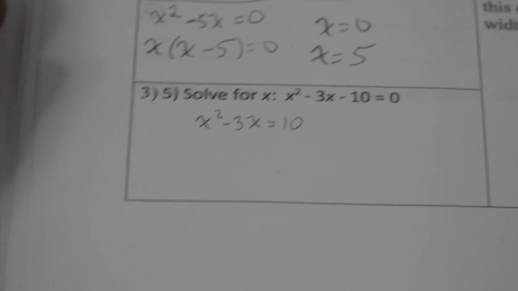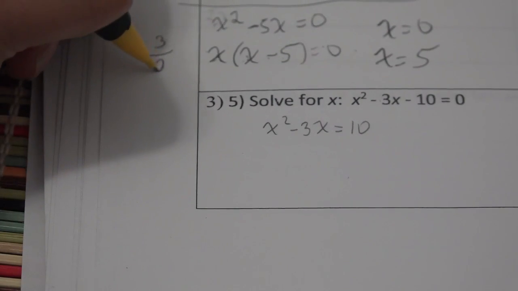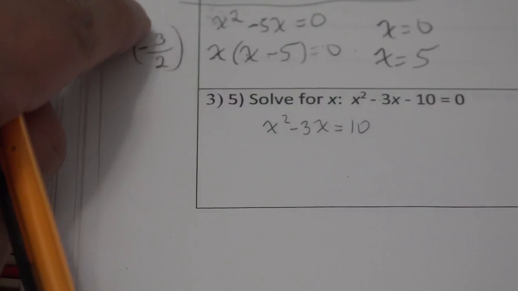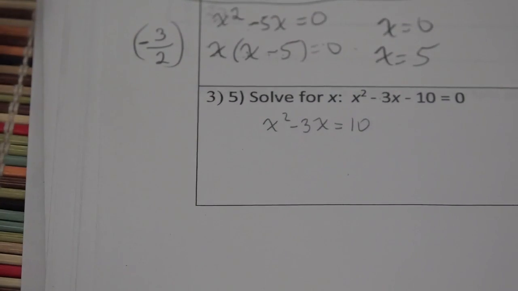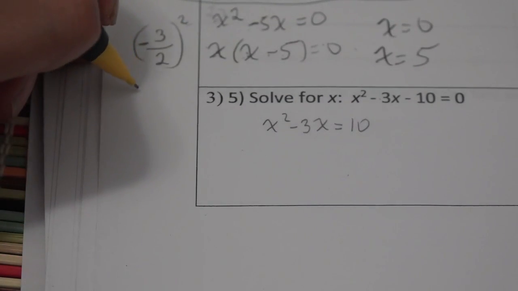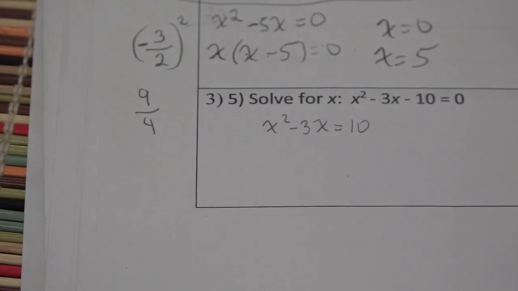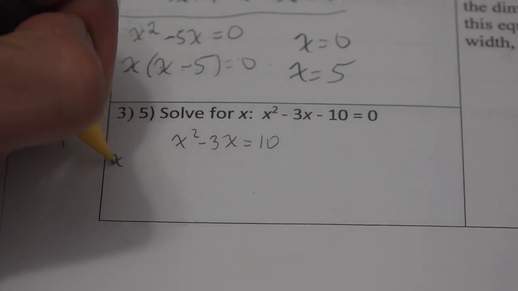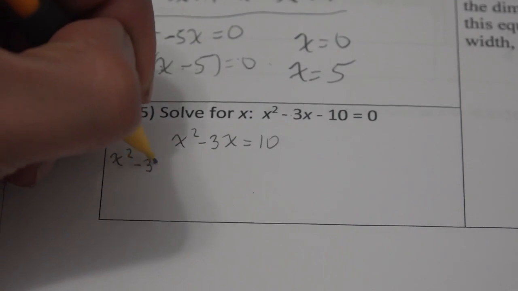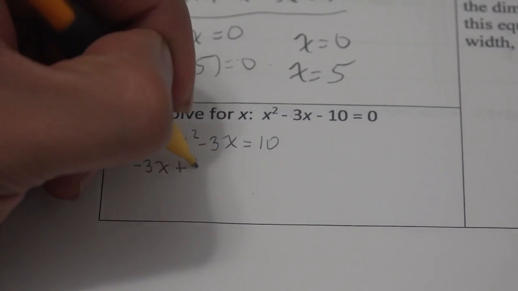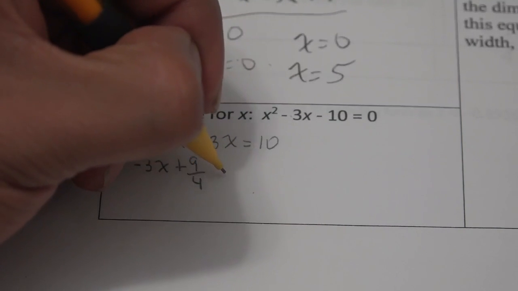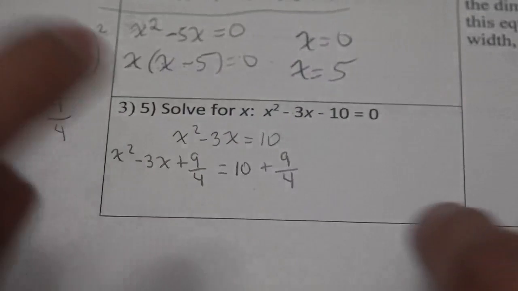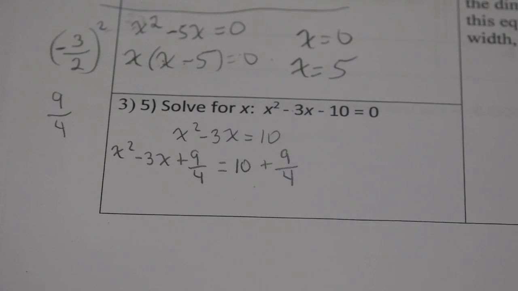No, I don't want you to do it like that. I want you to do it this way. Half of 3. Oh, negative 3, sorry. Half of negative 3, you see that? 3 over 2. And then square it. So what do you get? 9 over 4. That's the way I want you to do it. So then I end up with x squared minus 3x plus 9 over 4 equaling 10 plus 9 over 4, because we have to add it to both sides, correct? All right then.